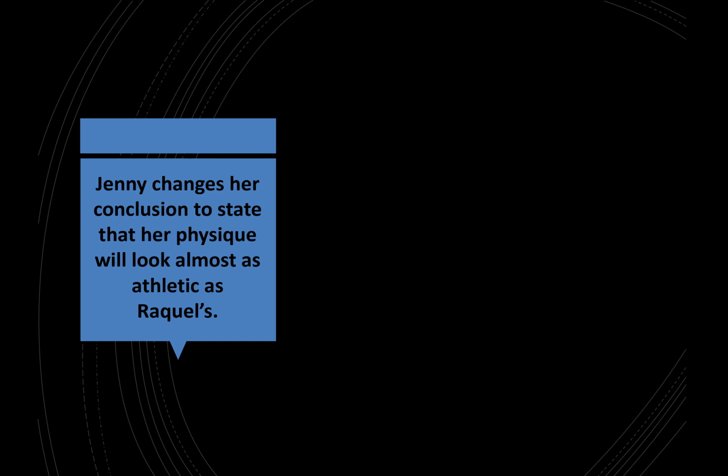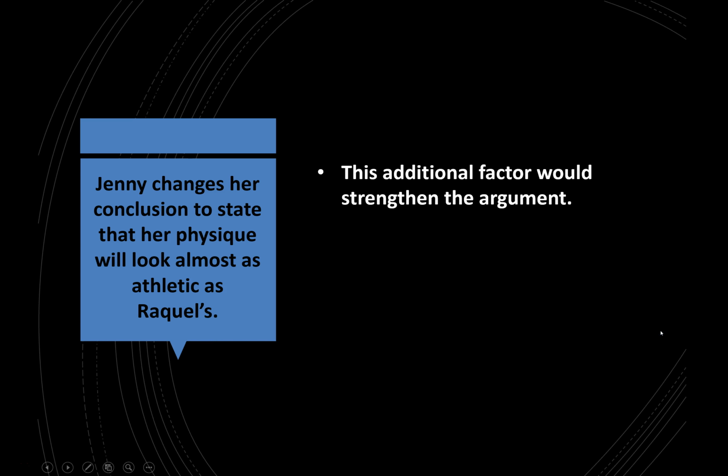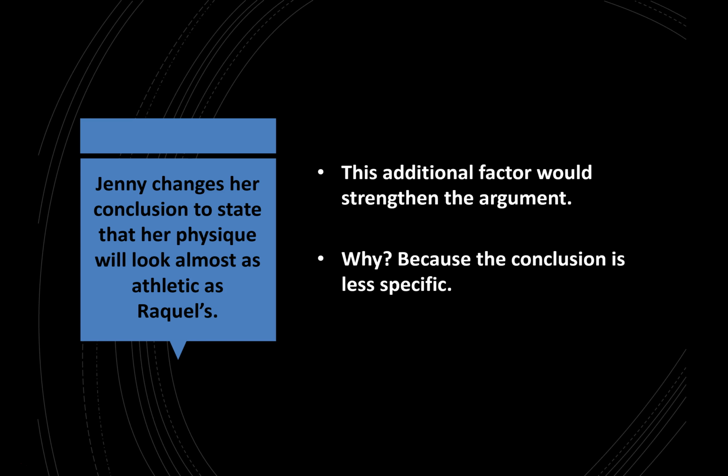Now, Jenny changes her conclusion to state that her physique will look almost as athletic as Raquel's. Maybe she won't be able to. So the original conclusion was she was going to be able to duplicate Raquel's results. Imagine she changes the conclusion to say, maybe I can't duplicate it, but I'll look almost as good as her. That is going to strengthen the argument. Why? Because you've made the conclusion less specific. You're asking for less in your conclusion.